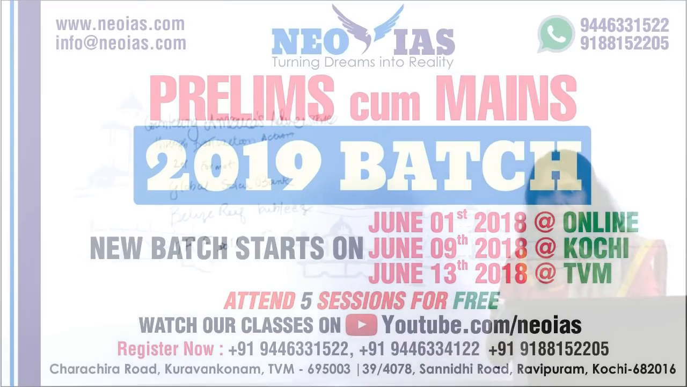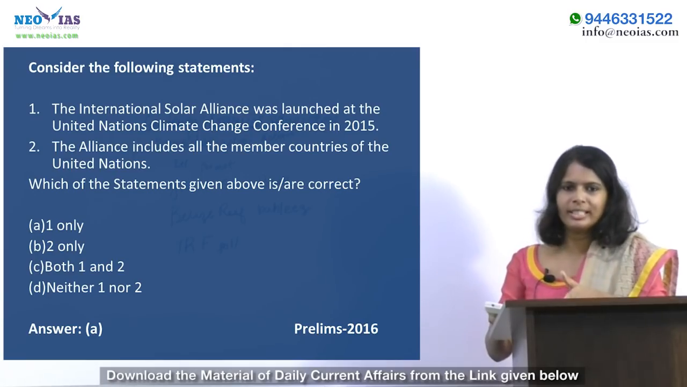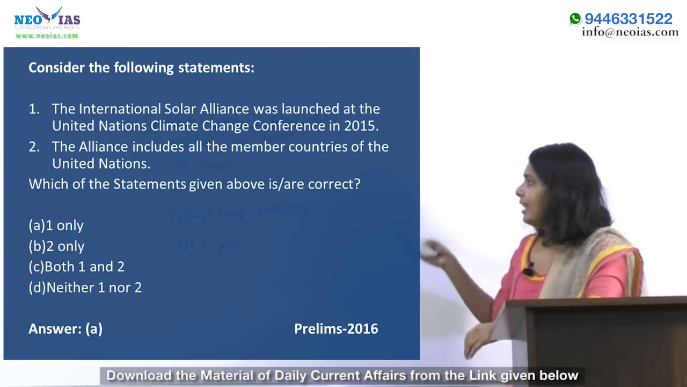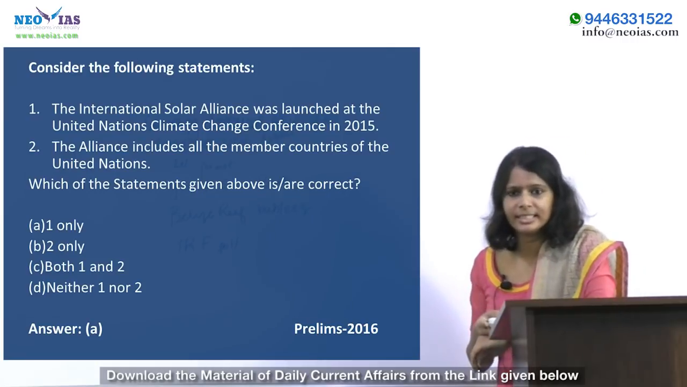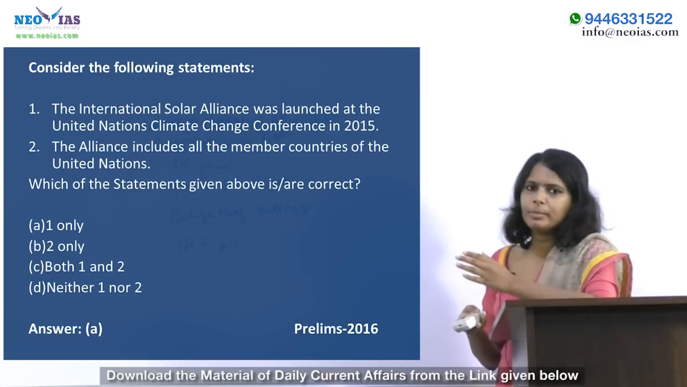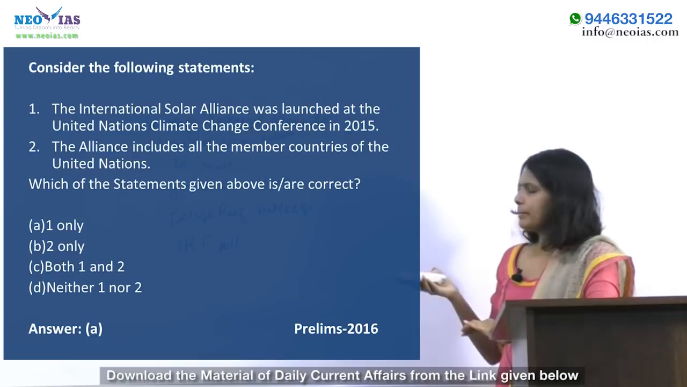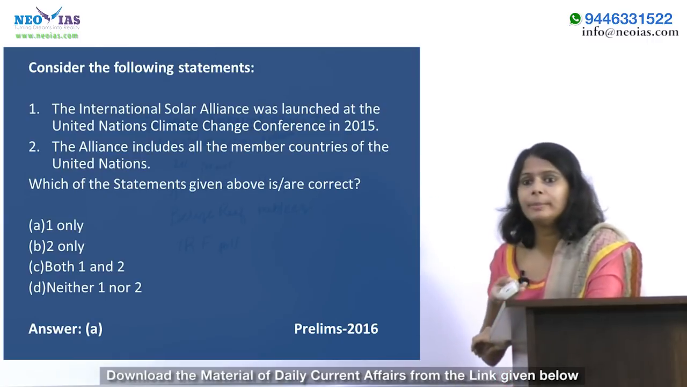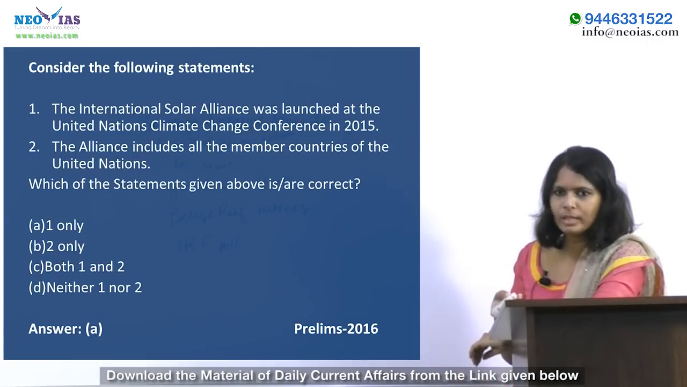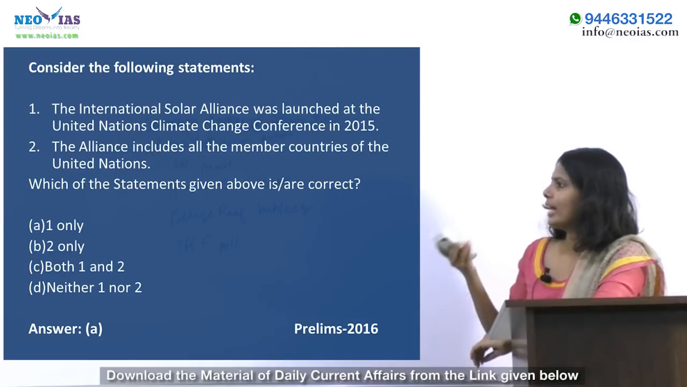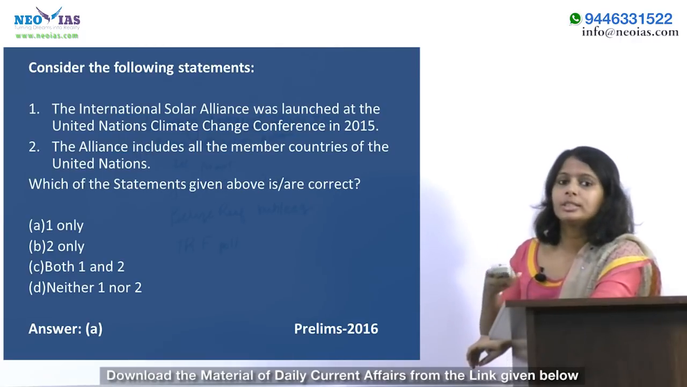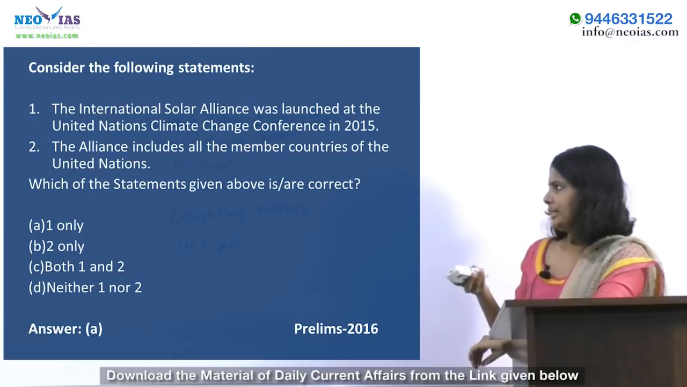But the second statement is wrong, that is, the alliance brings together around 120 nations only that have more than 300 days of sunlight in a year. So as I said, the first statement is correct, but the second statement, the alliance includes all the members of the UN, is wrong, because it is intended for around 121 solar energy rich countries.